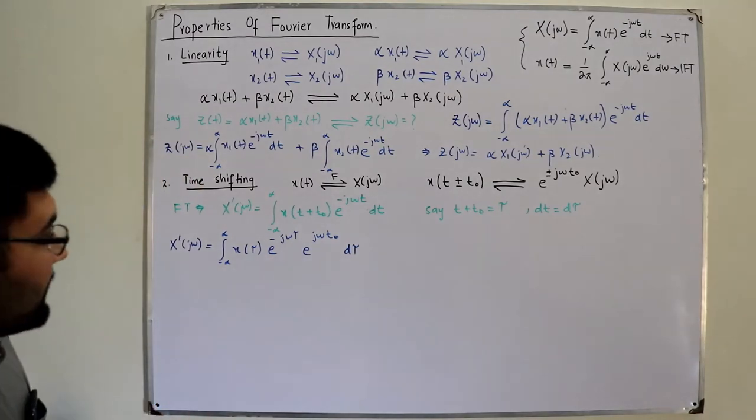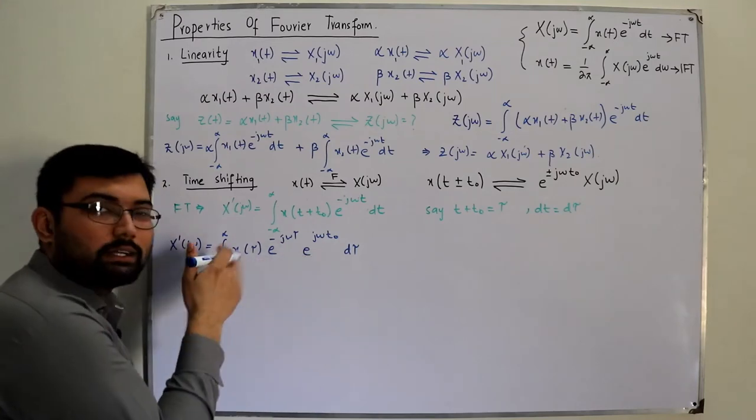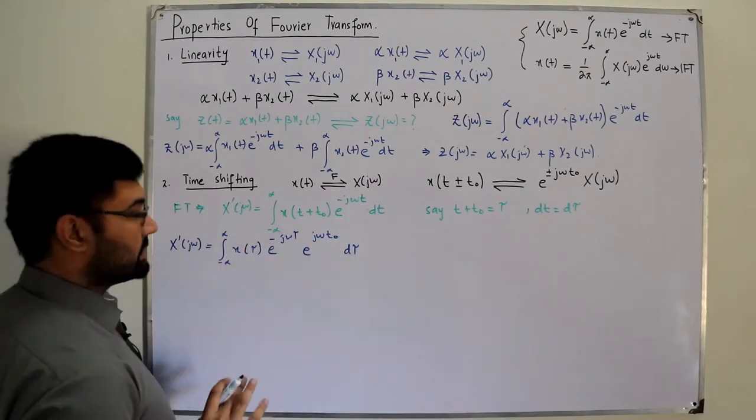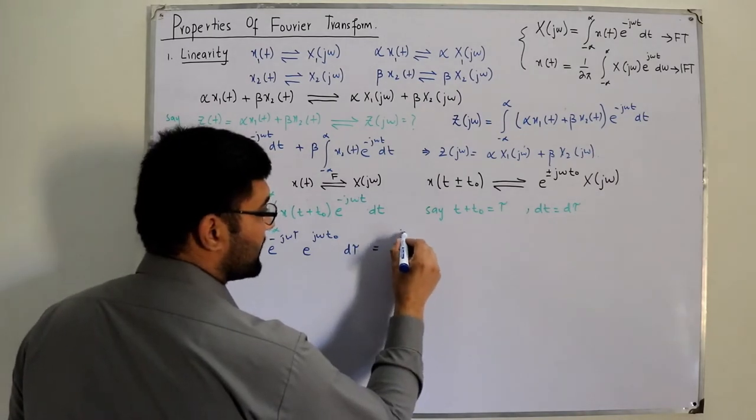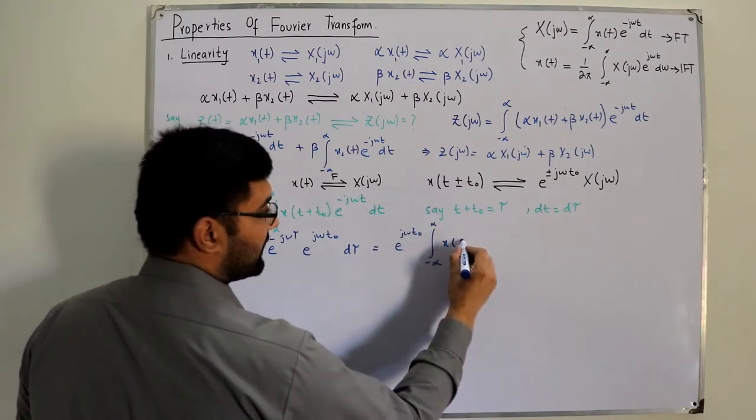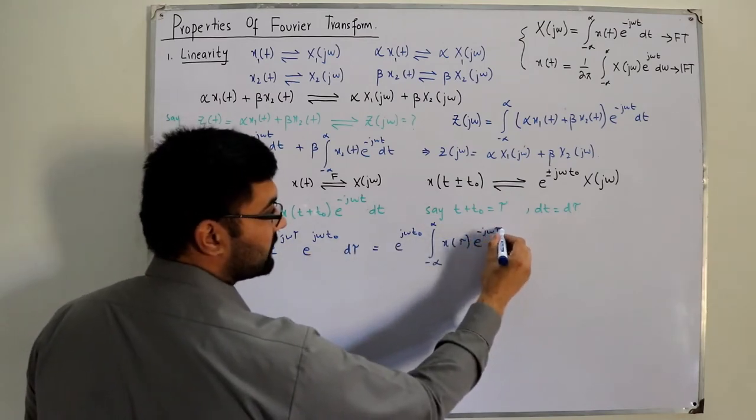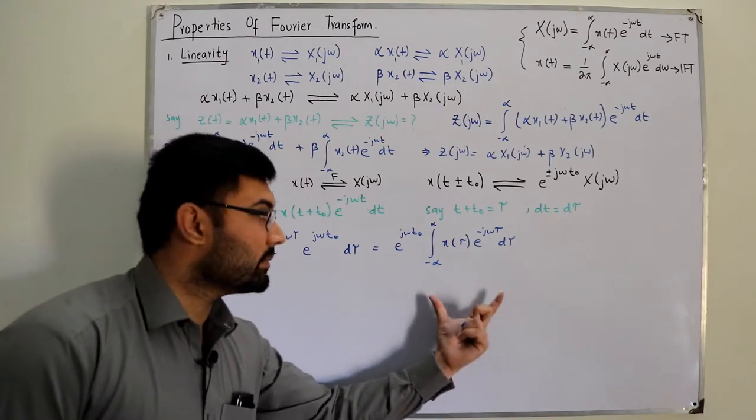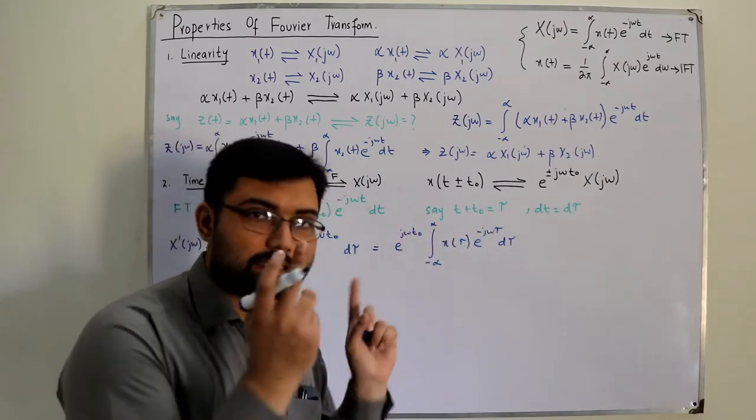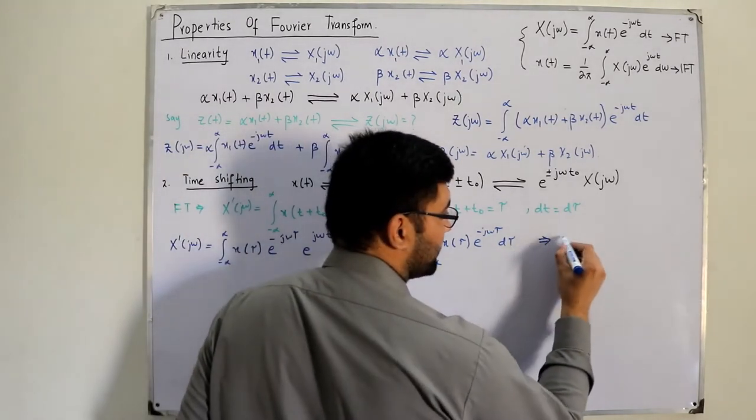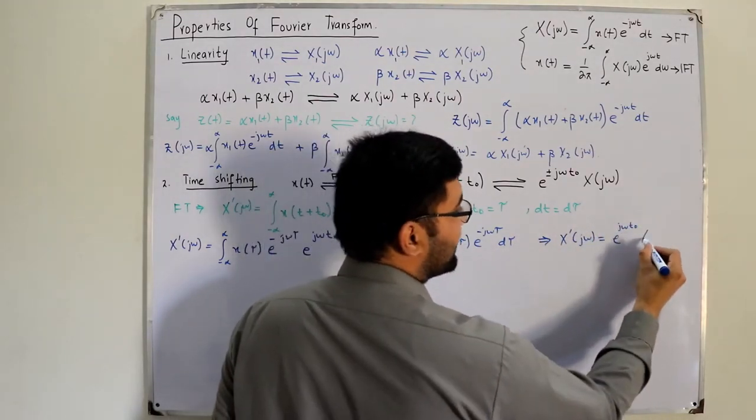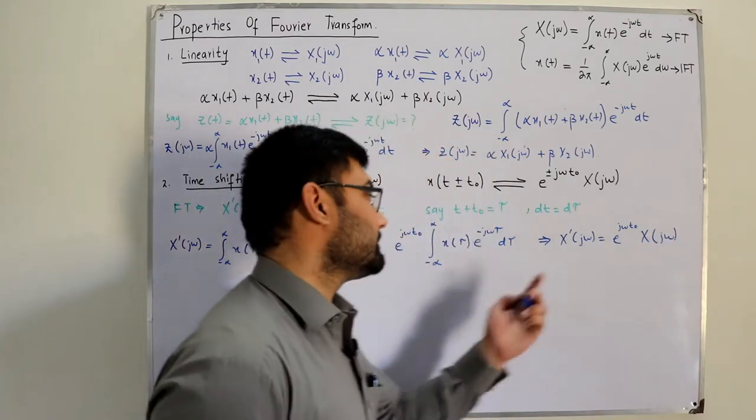Now have a look. The integration is with respect to tau. Can I not take the t naught term outside? Wouldn't this be a constant? It would be. Although it depends on the variable omega, with respect to the integration it is a constant. So I would take it outside: exponential of j omega t naught, and then the integration from negative infinity to positive infinity of x of tau, exponential of negative j omega tau, with respect to tau. Look at this term. Isn't this the Fourier transform of x of tau? Tau was an independent variable, so isn't this the original Fourier transform? It is. So this implies that x dash of j omega is exponential of j omega t naught multiplied with the original Fourier transform of x of t, that is x of j omega. That's the proof.